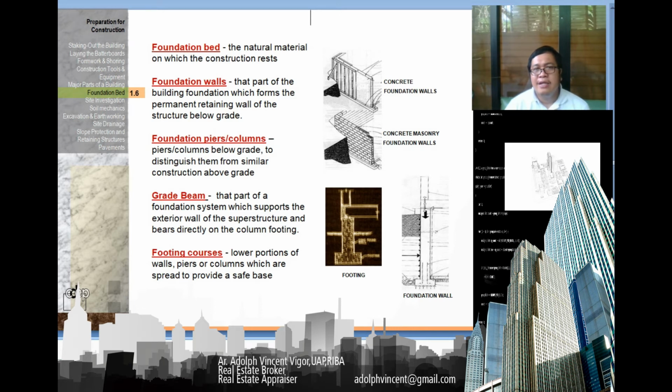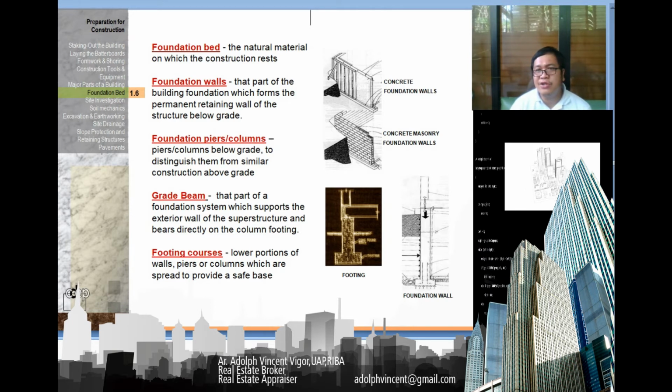Okay, I think we already discussed the foundation bed, which is the natural material on which the construction rests. Then you have what you call the foundation walls, which is the part of the building foundation which forms the permanent retaining wall of the structure below grade. Then we have foundation piers or columns. Piers or columns below grade to distinguish them from similar construction above grade.